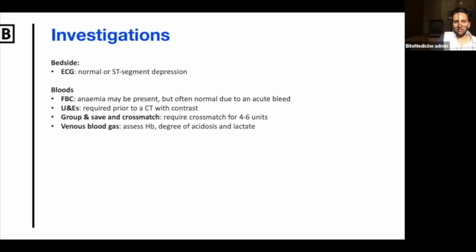Renal function, we want to get the patient's renal function. They're going to need it prior to having a CT with contrast, which is your gold standard investigation. And patients who have lost a lot of blood can have a pre-renal acute kidney injury secondary to hypovolemia.